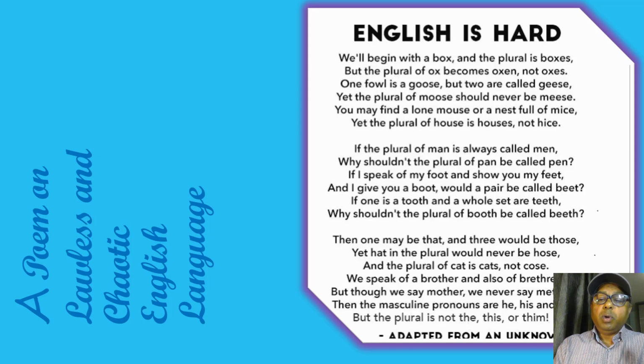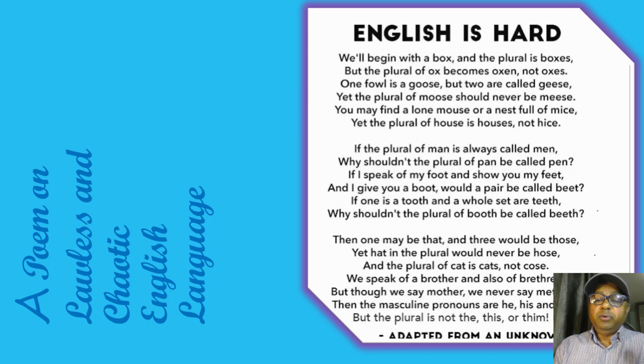We'll begin with a box, and the plural is boxes, but the plural of ox becomes oxen, not oxes. One fowl is a goose, but two are called geese. Yet the plural of moose should never be meese. You may find a lone mouse or a nest full of mice. Yet the plural of house is houses, not highs. If the plural of man is always called men, why shouldn't the plural of pan be called pen?